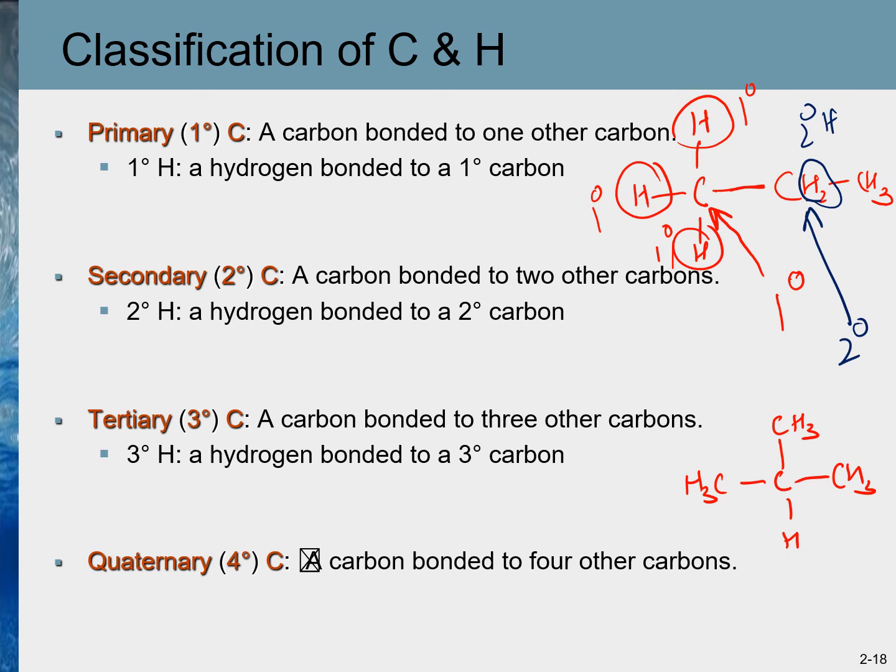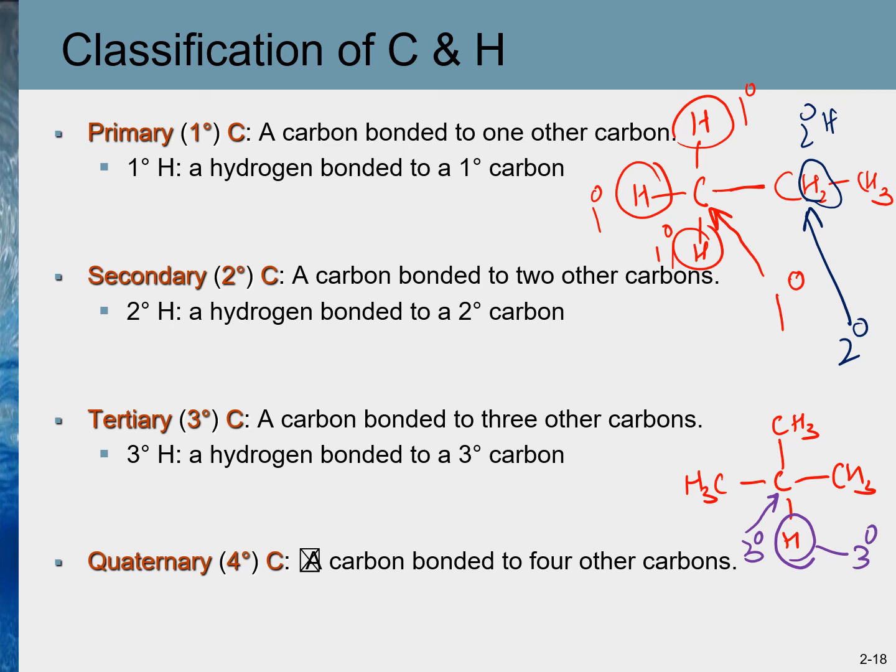So in this example, we can see the middle carbon. This carbon is bonded to 3 carbons, one on this side, one on top, and one on the right side. The bottom is hydrogen, so that does not count. Therefore, this carbon is a tertiary carbon, and any hydrogen bonded to a tertiary carbon is a tertiary hydrogen. So this hydrogen is a tertiary hydrogen.